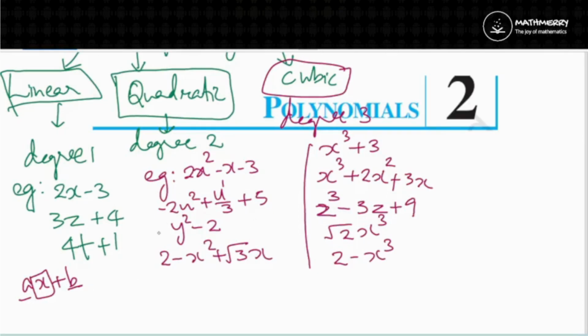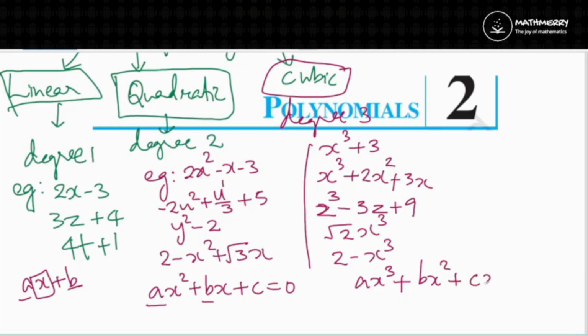Now for a quadratic polynomial, what is the general form? The general form is ax square plus bx plus c is equal to 0, where a is the coefficient of x square, b is the coefficient of x, and c is a constant term. For a cubic polynomial, the general form is ax cube plus bx square plus cx plus d is equal to 0.